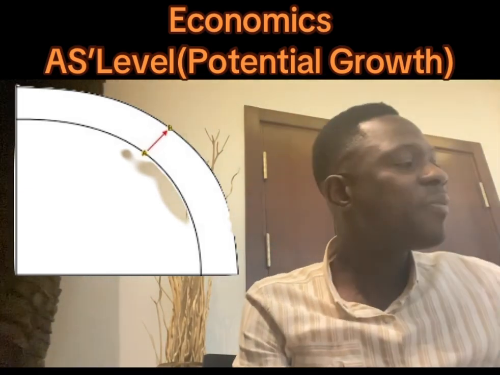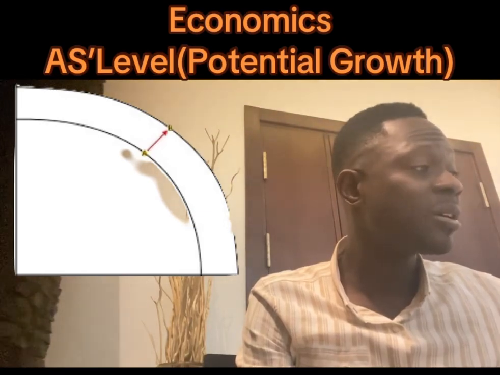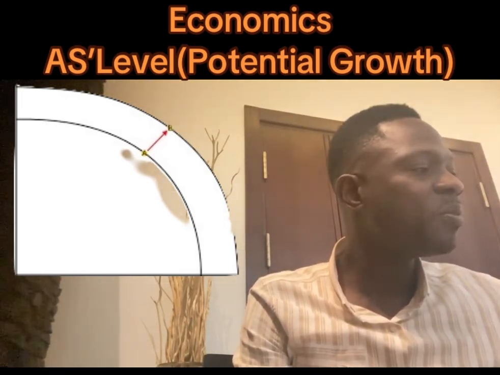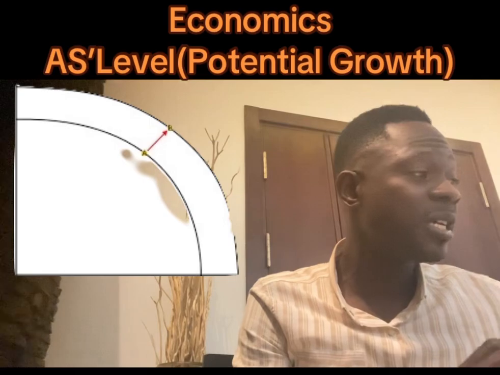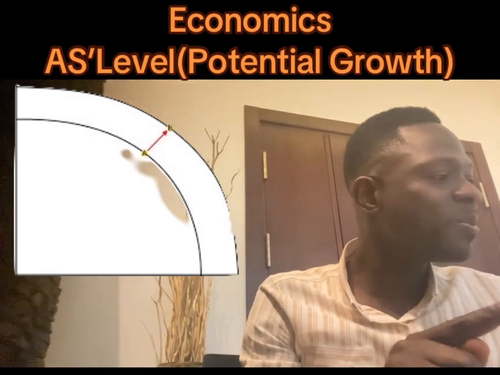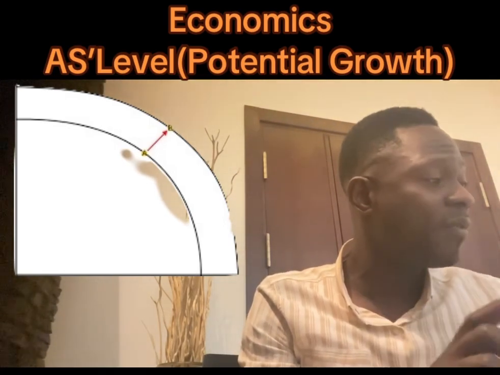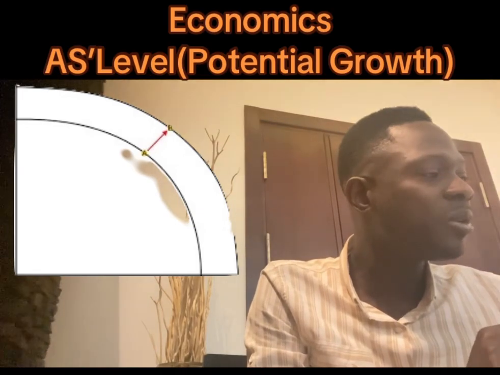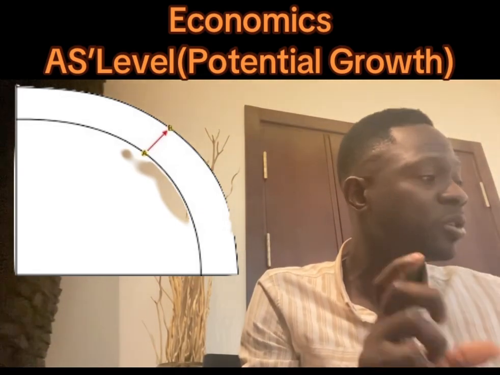A PPF can also be used to show the conflict between investment and consumption. One major source of potential economic growth is investment. All other things being equal, ceteris paribus, the greater the level of investment, the higher will be the rate of potential growth. However, increased production of investment goods can only be achieved by a reduction in the production of consumption goods.